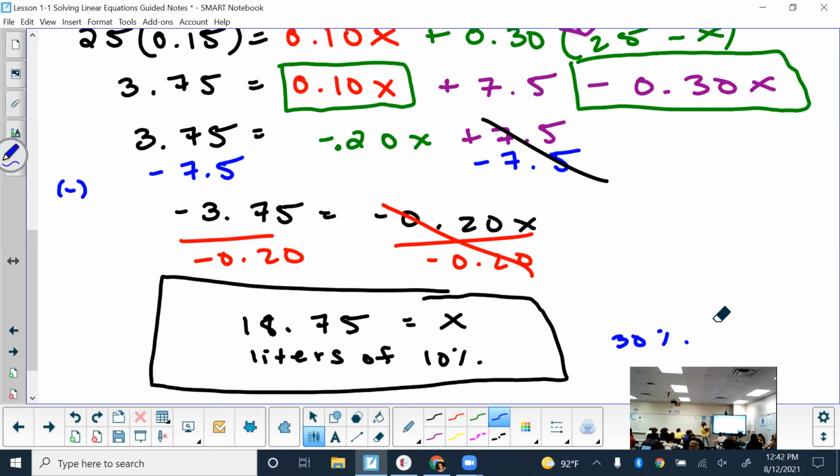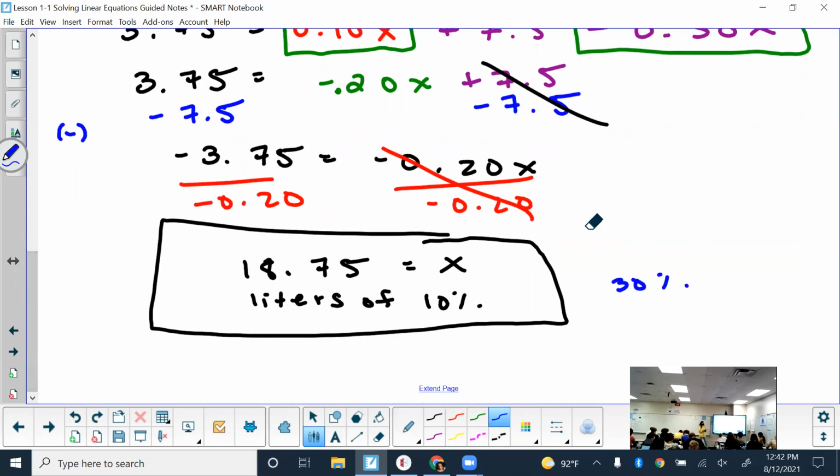So we'll read the problem again. How many total liters does she need? 25. What's 25 minus 18.75? 6.25. So she needs 6.25 liters of the 30% solution.